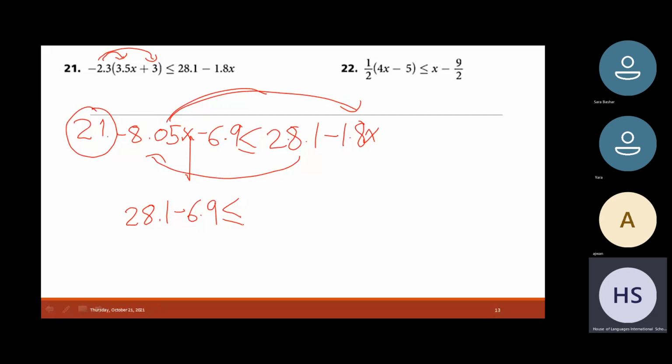28.1. So it has to be plus. You have to change the sign.